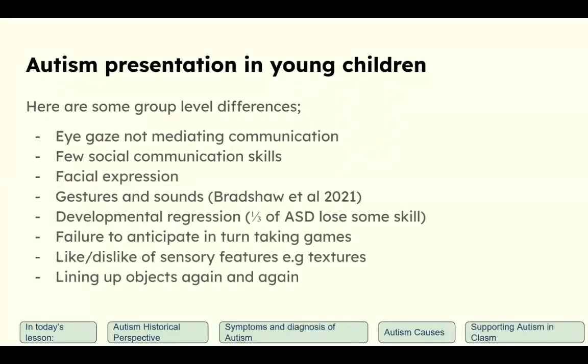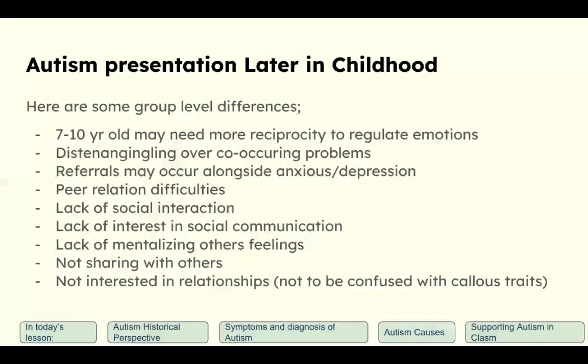In young children, autism can present in the following ways: eye gaze not mediating communication, few social communication skills, facial expressions, inappropriate responses and gestures, and sounds being made. Developmental regression is quite common, with a third of autistic people losing some skills. Failure to anticipate in turn-taking games, like and dislike of sensory features and textures, and lining up objects again and again.